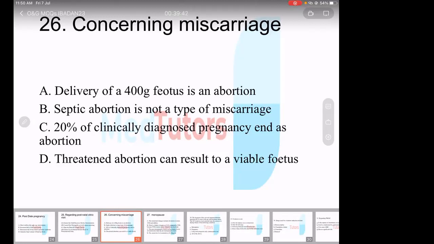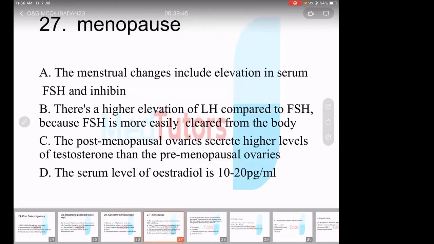So D is the correct answer. Then question 27, menopause. The menstrual changes include: A, elevation in serum FSH and inhibin. B, there's a higher elevation of LH compared to FSH because FSH is more easily cleared from the body. C, the postmenopausal ovaries secrete higher levels of testosterone than the premenopausal ovaries. D, serum level of estradiol is 10 to 20.